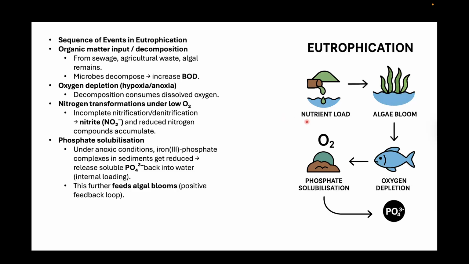So nitrification occurs when there is a low oxygen or anaerobic atmosphere. With incomplete nitrification or denitrification, nitrite is formed and reduced nitrogen compounds accumulate in the lake. Then occurs phosphate solubilization. Under anoxic conditions, iron phosphate complexes in the sediments get reduced, releasing phosphate back into the water, which is the internal loading, causing more nutrient load onto the water, additional to the phosphate that is received in the organic matter input. This further feeds algal blooms, which is a positive feedback loop.